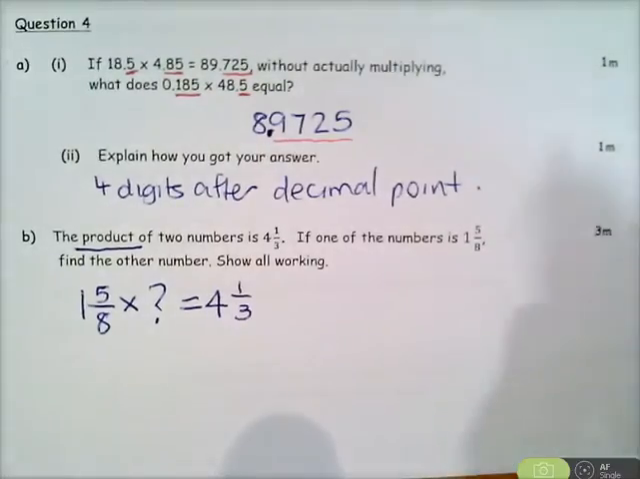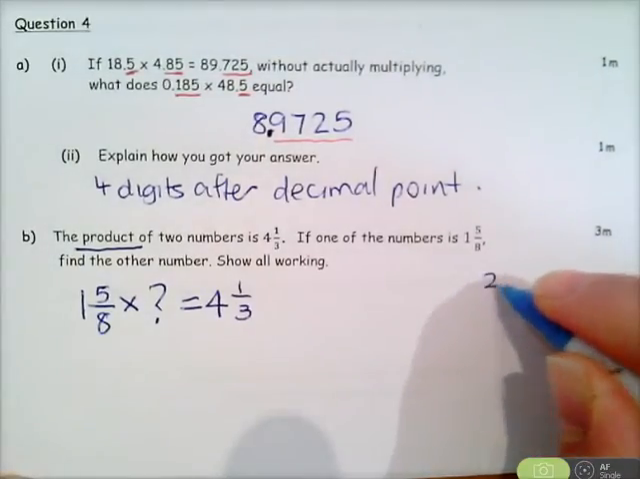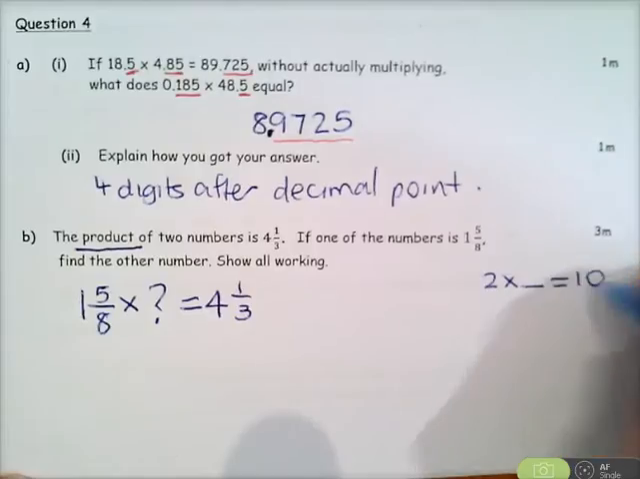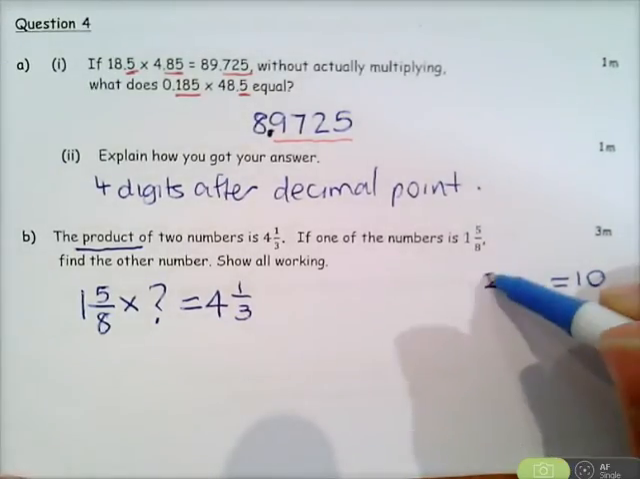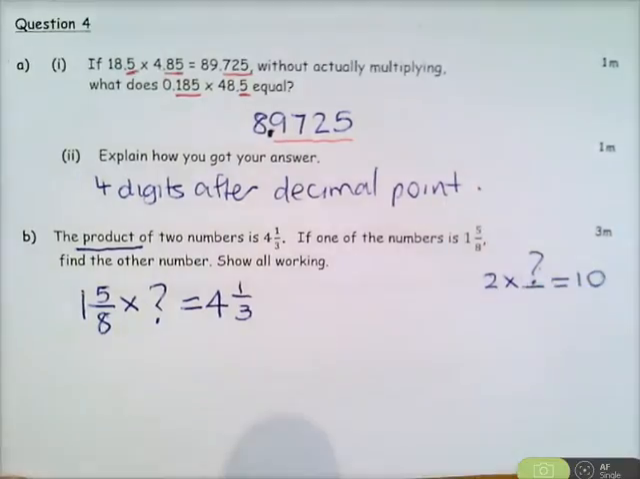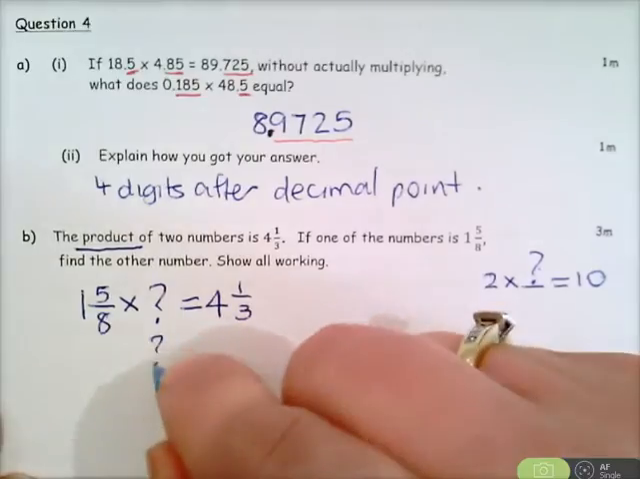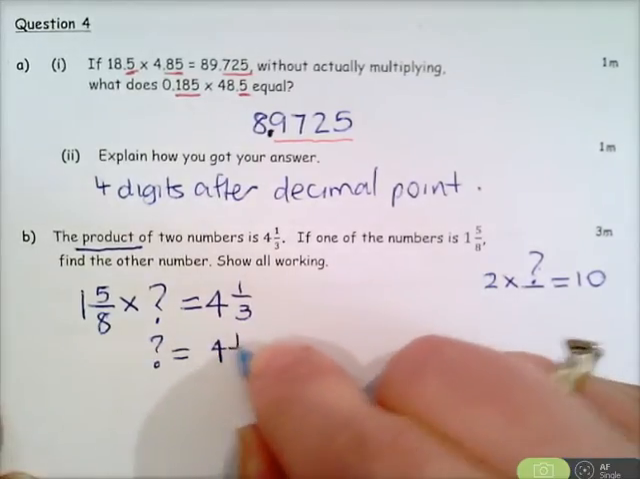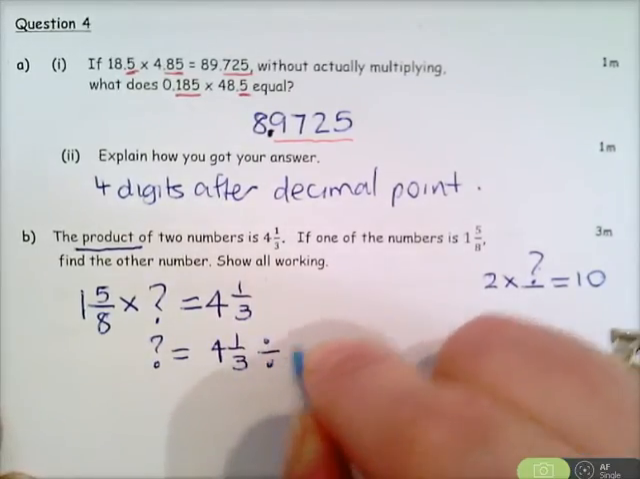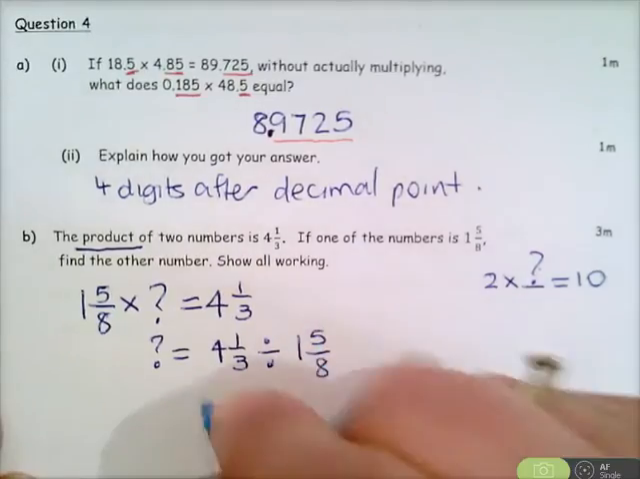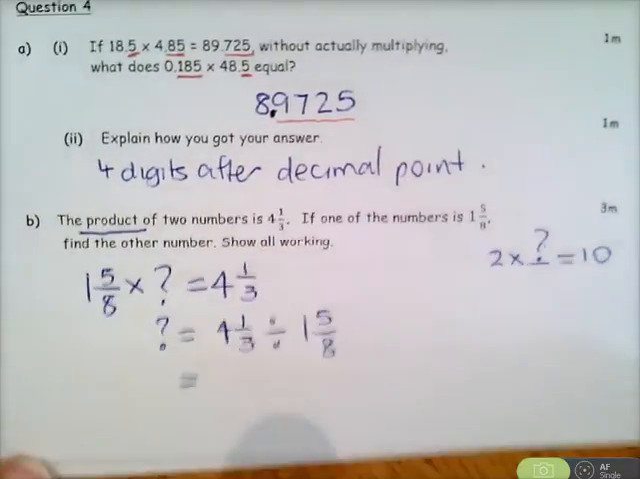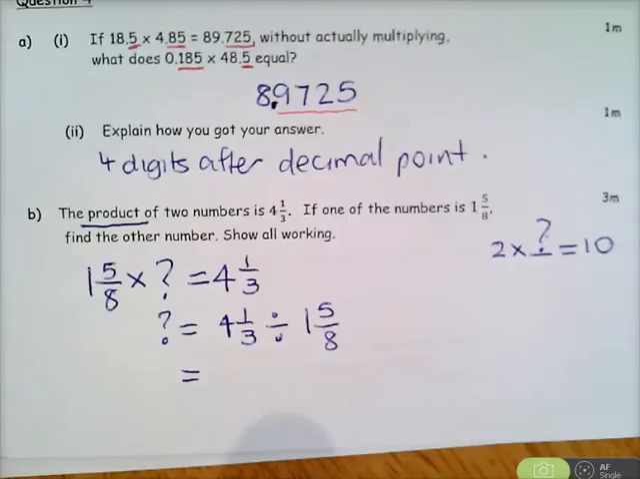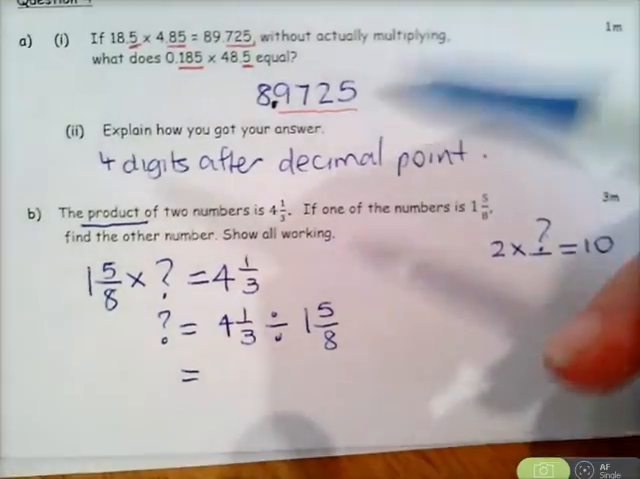Now, for example, if I told you that 2 times something equals 10, you know that you can do 10 divided by 2 will give you that missing number, that something. So we're going to do the same thing here. The missing number, question mark, is 4 1/3 divided by 1 5/8. Now we can't do this question because they're both mixed numerals. So we have to change the mixed numerals to improper fractions.